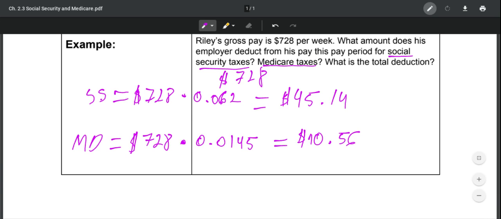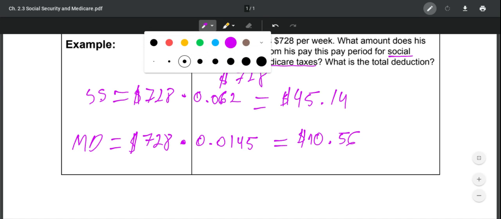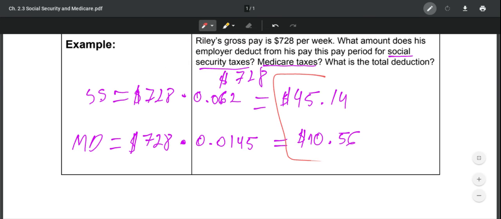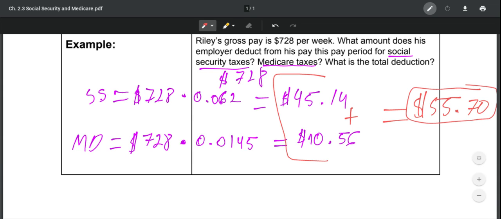Now, if we want to find our total, we're just going to take these two and add them together. So that's going to be 45.14 plus 10.56. So in total, our deductions would be $55.70. So this is pretty simple too.